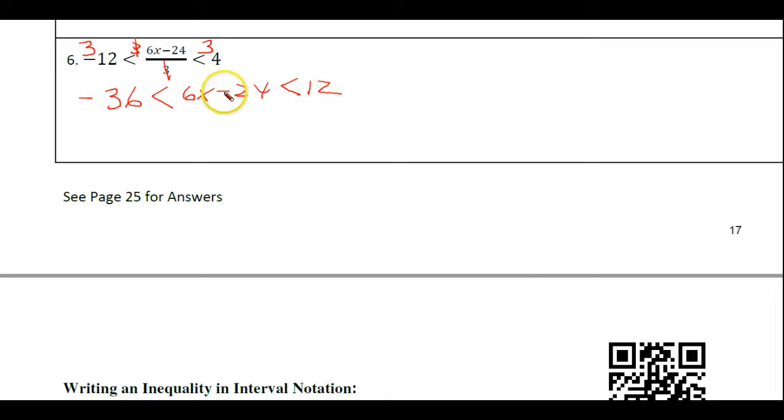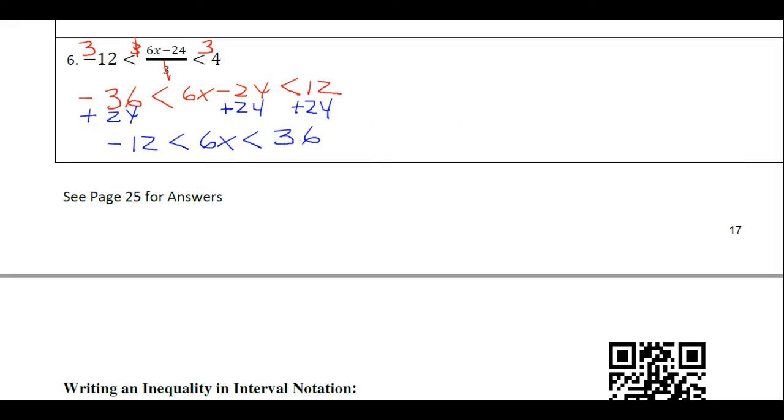Now to get rid of the negative 24, we're going to add its additive inverse, which is a positive 24 there, 24 there, and a positive 24 there. So we're adding the same thing to each part of our compound inequality. So this ends up being a negative 12 is less than 6x is less than 36.